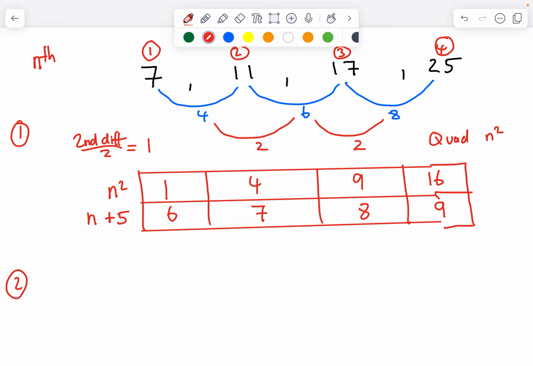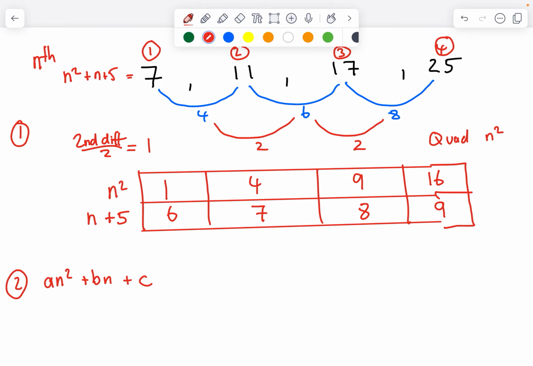So that means that my sequence is n squared, my 1, plus n plus 5, which is my 6. So this whole sequence is n squared plus n plus 5. That's kind of the traditional way of doing it. Okay, there is another way of doing it. Now we know that any quadratic sequence is a n squared plus b n plus c.